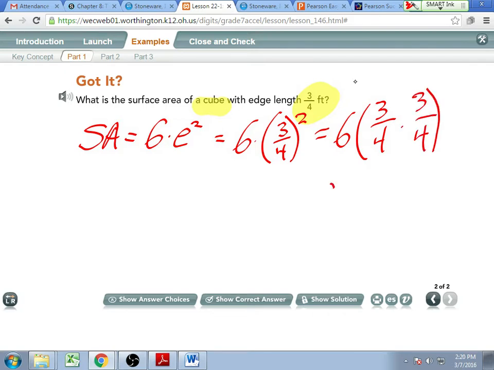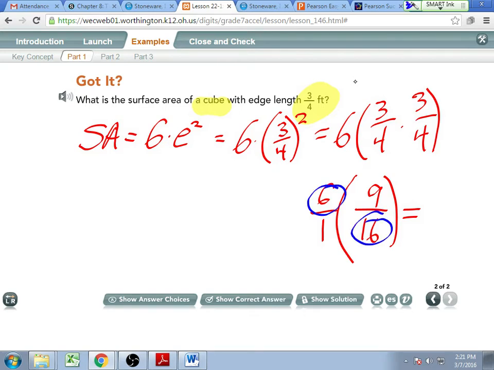And 3/4 times itself, I'm now going to make my 6 into a fraction too. I multiply straight across the top, 3 times 3 gives me 9, straight across the bottom, 4 times 4 gives me 16. I now can cross reduce. I see that 6 and 16 are both even, so I can cut them both in half. And I can actually then multiply straight through the top, and 3 times 9 is 27. Straight through the bottom gives me 8.